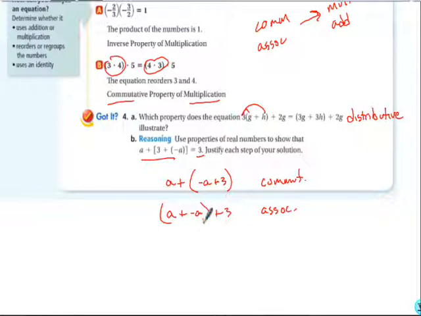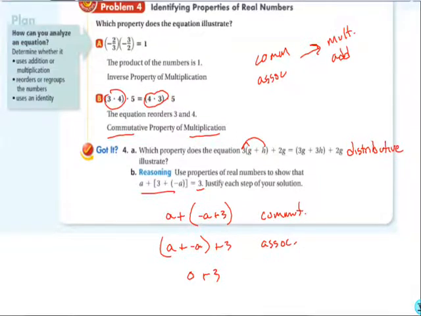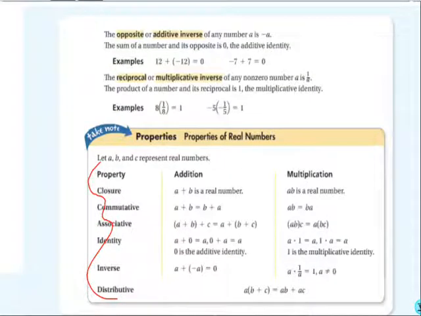Okay, then A plus negative A. Well, A plus negative A is 0. And if you're not sure, scroll right back up and look at it. It was right up at the top there. That's the additive inverse, okay? Additive inverse.